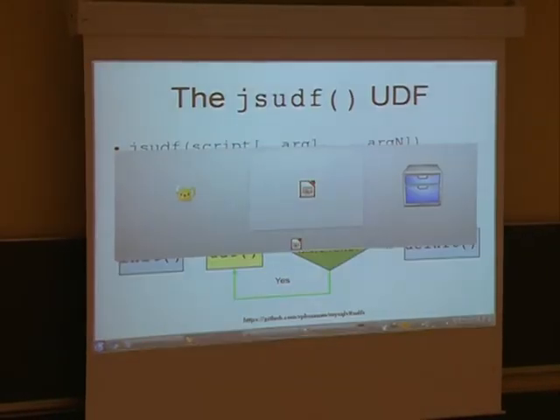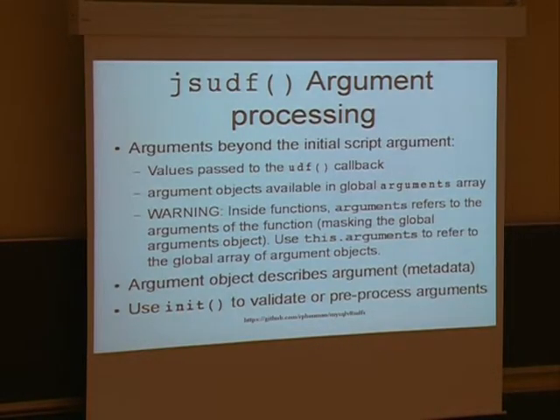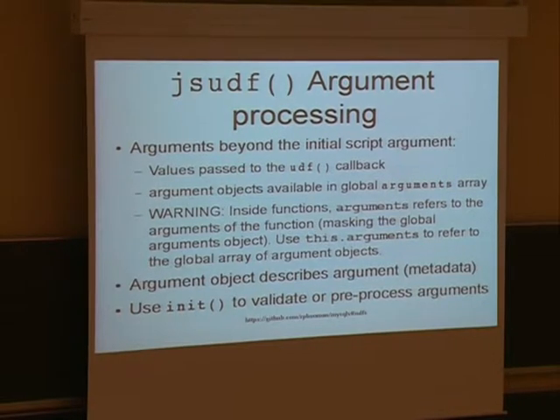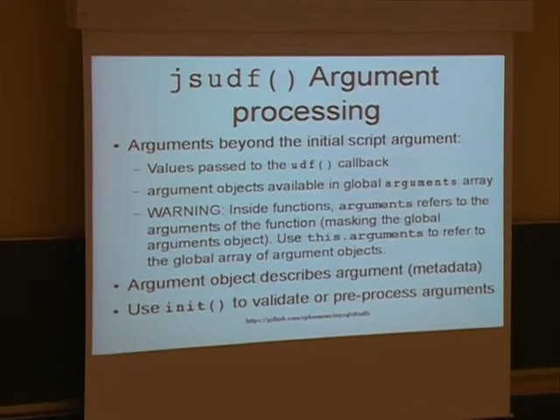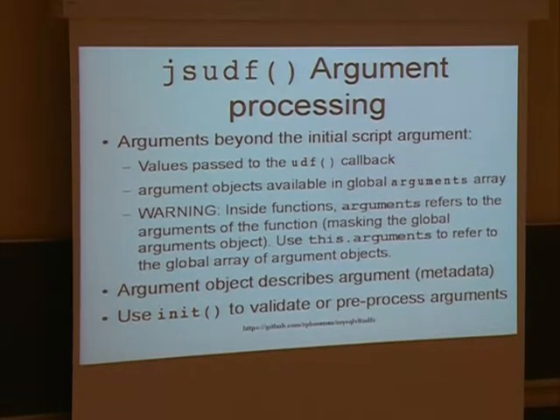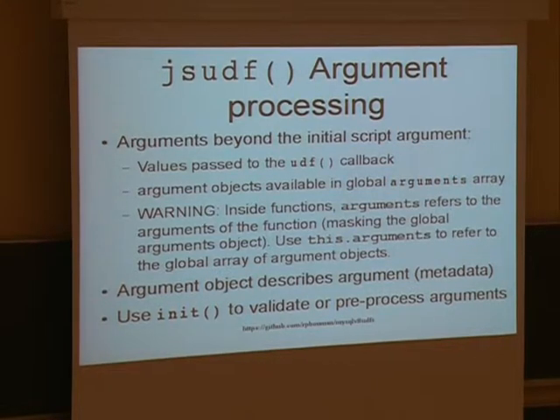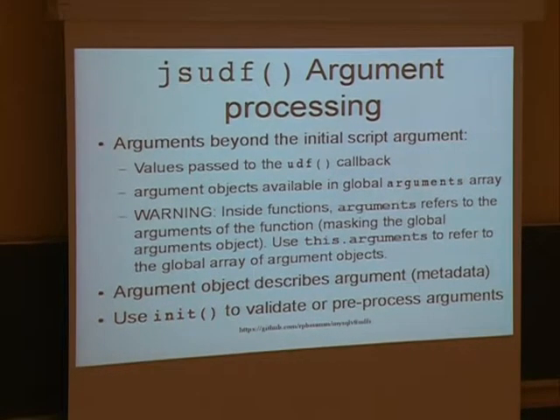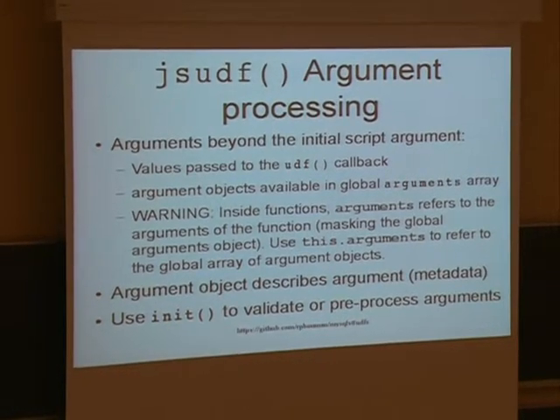So I want to have a word about arguments, argument processing. In the JS function, you only have the argument values, but in the JS UDF, in the JS Tag functions, you can actually get metadata about your arguments as well. And this is done via a global arguments array. And you can use this to verify and validate the arguments in your init function. And you can use that to abort the entire statement in case your function doesn't get the arguments that it expects.